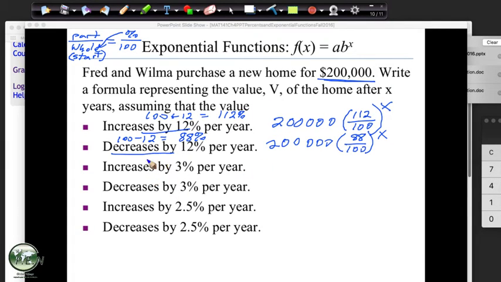Increases by 3% per year. Again, 100 plus 3, we're going to use 103%. And it's all the same thing. It's still 200,000 for the year. We just use our 103 divided by 100, because that's what we always do, raised to the x power. Decreases by 3, minus 3, so that's going to be 97%.